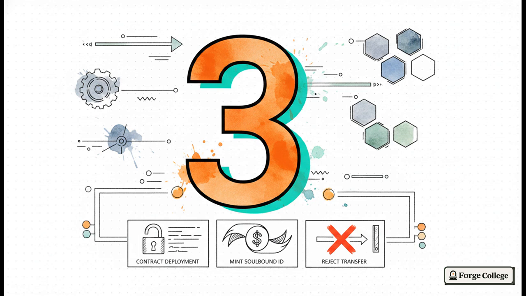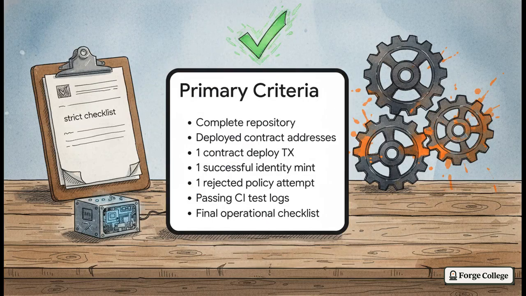Why 3? Well, because we need undeniable, rock-solid proof that your contract deploys, successfully mints a soulbound identity, and, crucially, aggressively rejects an action it's supposed to block, like a banned transfer. But those 3 transactions, they're really just the core of it.